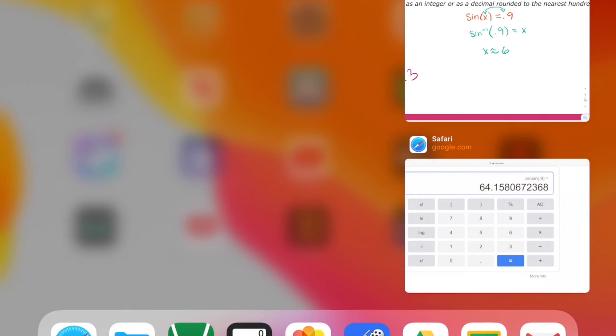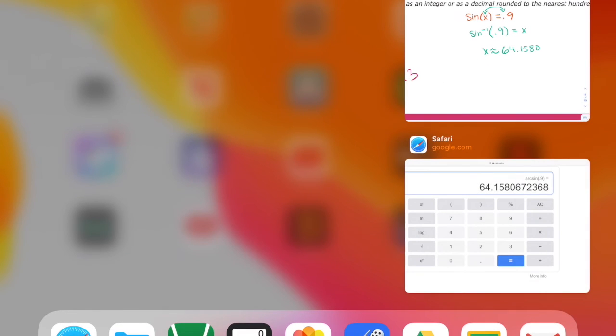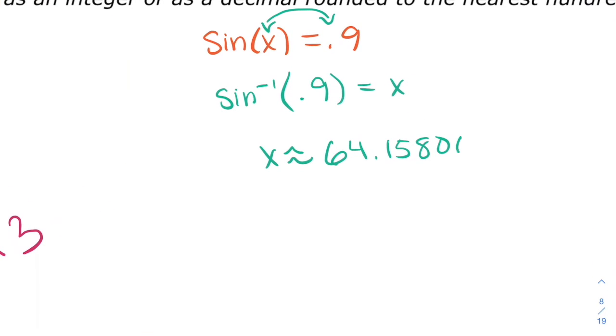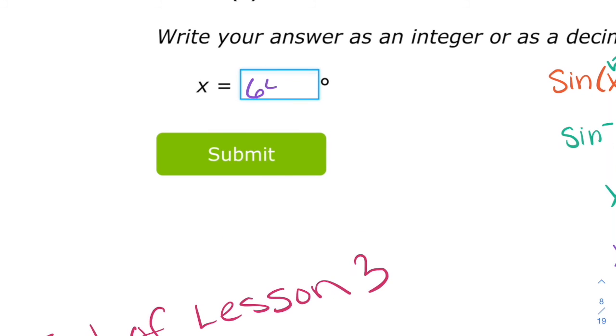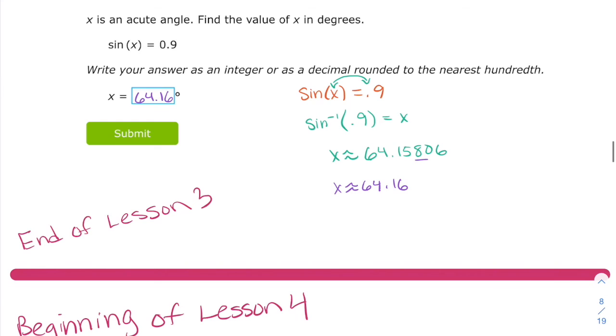64.15806. Okay, that's good enough. And now focus on the 8. So x approximately equals 64.16. Okay, you should be fine with those.